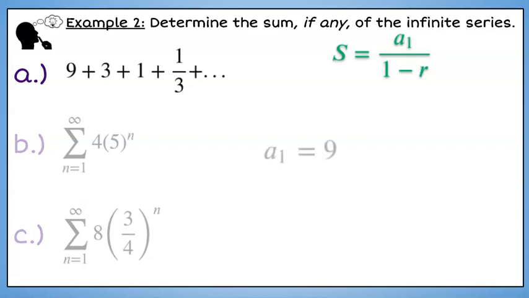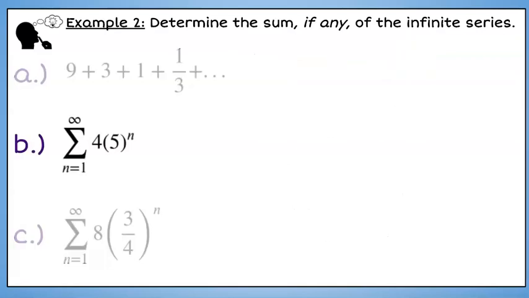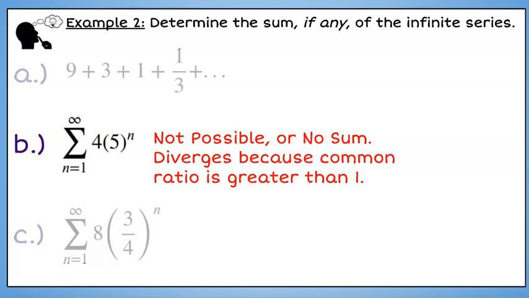Starting with a. The first term is 9, and the common ratio is 1/3. The common ratio is less than 1, so the series will converge and we can apply the formula. Simplifying gives us a result of 27/2 for the sum. Now on to b. The series in b is geometric, but the common ratio is 5. That is greater than 1, so the series diverges. We cannot find the sum.